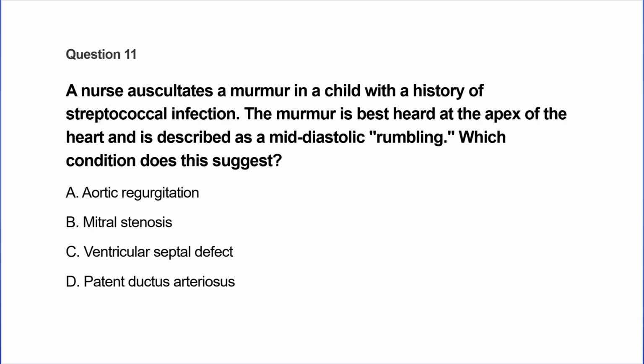Question 11. A nurse auscultates a murmur in a child with a history of streptococcal infection. The murmur is best heard at the apex of the heart and is described as a mid-diastolic rumbling. Which condition does this suggest? A. Aortic regurgitation. B. Mitral stenosis. C. Ventricular septal defect. D. Patent ductus arteriosus. Answer: B.